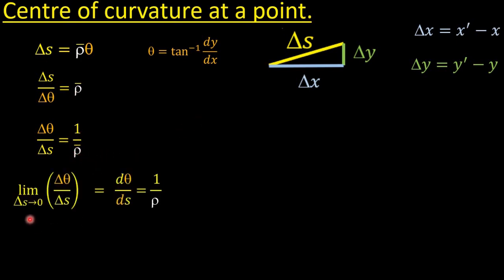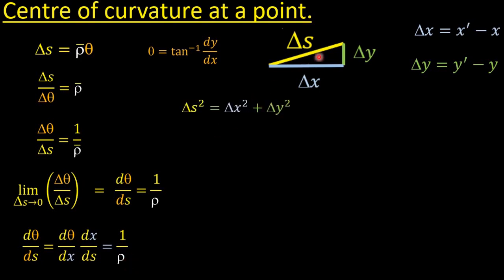And then if I take the limit as delta s approaches 0 for delta theta by delta s, I get d theta ds equals 1 over rho. So if I make delta s approach 0, I'm going to get the radius of curvature at the point that I'm trying to find. Okay? So I can use the chain rule now to write d theta by ds as d theta dx times dx ds, where the x's here would cancel out. And that is going to be equal to 1 over rho, where rho is our instantaneous radius of curvature.